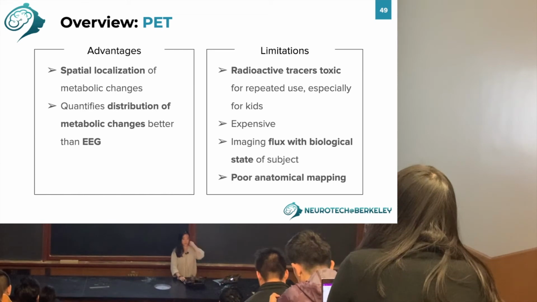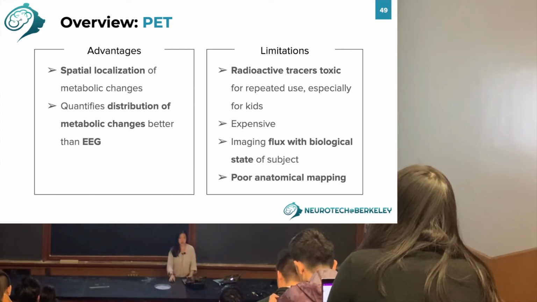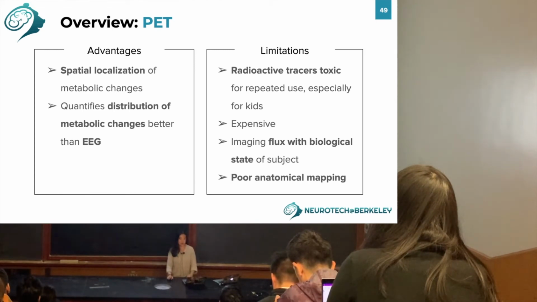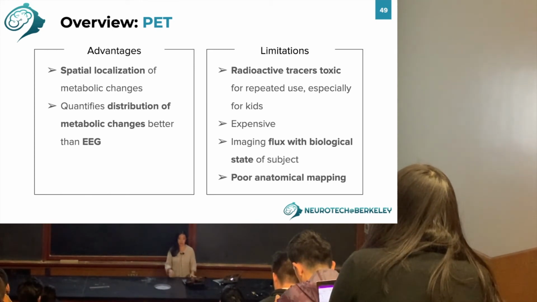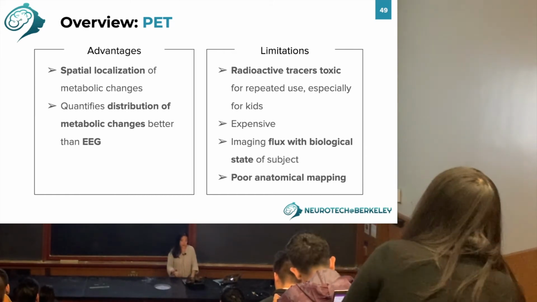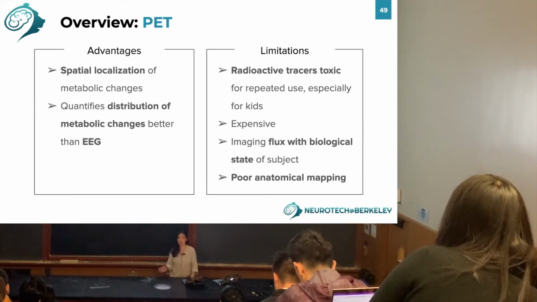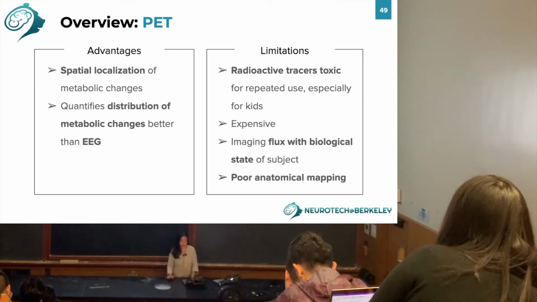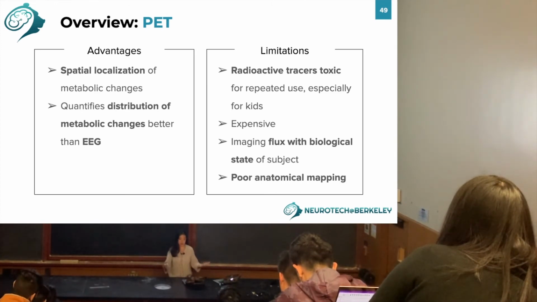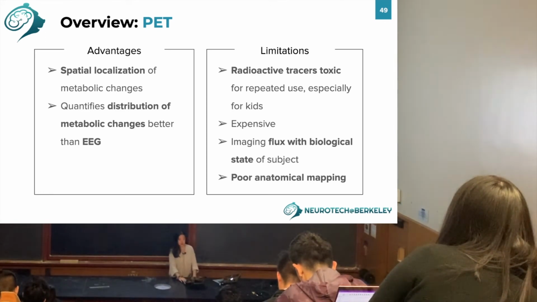So, overview. Advantage: this gives good spatial localization of metabolic changes, and it quantifies the distribution of metabolic changes better than EEG. And then limitations: I'm sure you guys have heard PET scans are usually not recommended for kids because repeated use of these tracers can get toxic, and also it's expensive, and then imaging fluxes with the biological state of the subject. So imaging differs for people based on whether their eyes are closed or open, or whether they move, or if they're listening to external sounds. So it just leads to a challenge, and then there's poor anatomical mapping as well.